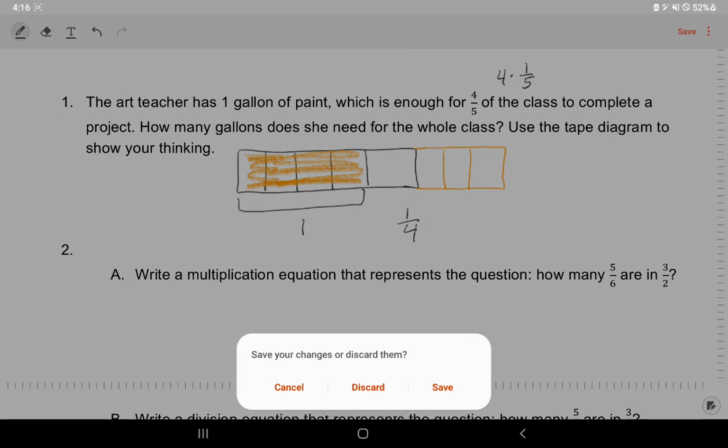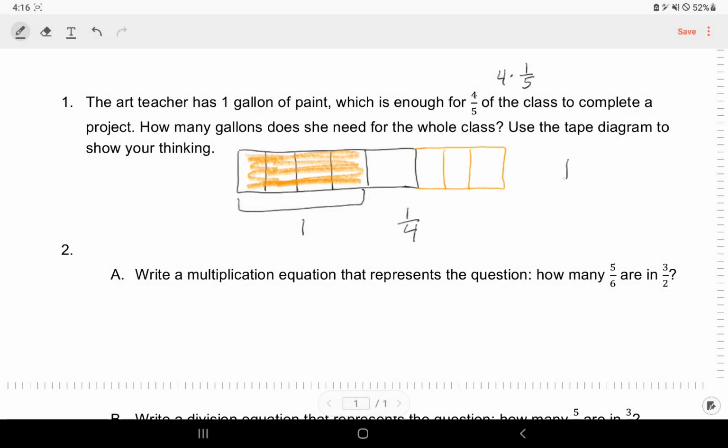Hello, Mr. Burns. Hello. Yes, it's empty. Thank you.